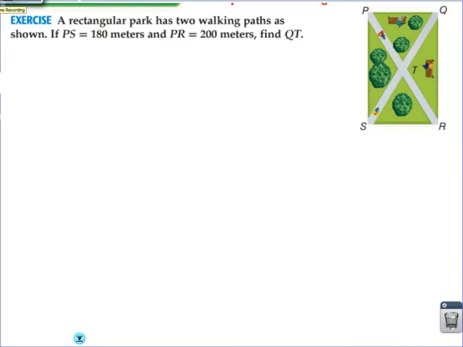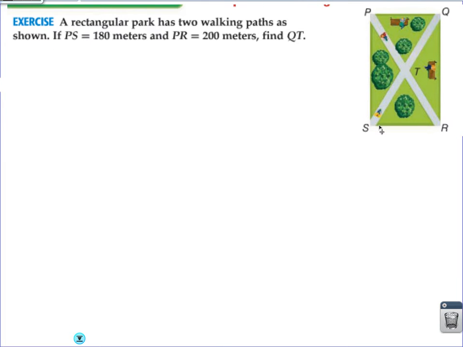Here we go, first problem. A rectangular park, let me bring it up now. A rectangular park has 2 walking paths, as shown. PS is 180, let's see, P to S, that's this side over here. P to S is 180 meters, P to R is 200 meters. 200, that's this distance here. Find QT. QT. There's extra information here.